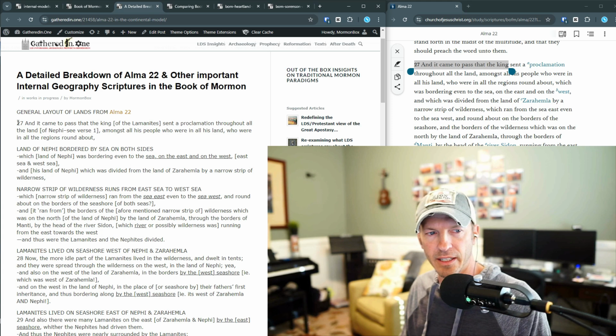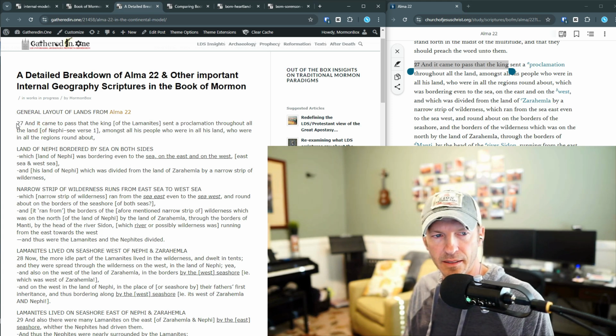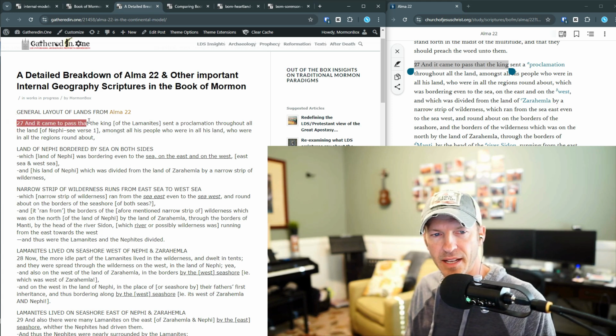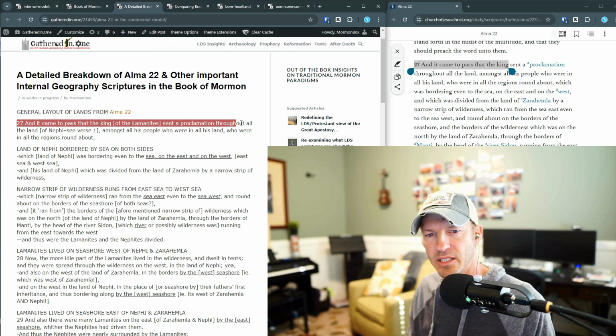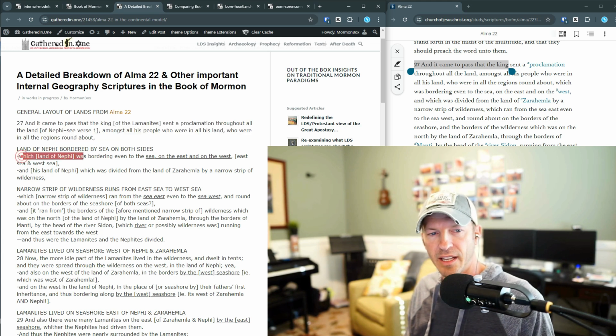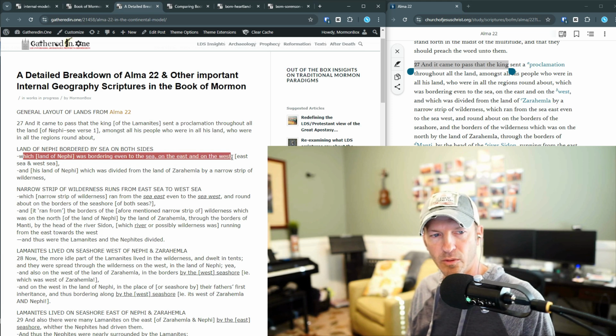Let's just start right here. Okay, so verse 27, right? The king says, as he's sending out this letter to the people in all of his lands, it says, "And it came to pass that the king of the Lamanites sent a proclamation throughout all the land, amongst all his people," right? These are the Lamanites in the land of Nephi, "who were in all his land, who were in all the regions round about," right? Round about his land. So, the land of Nephi, obviously that's what we're talking about, was bordering even to the sea on the east and on the west, right?